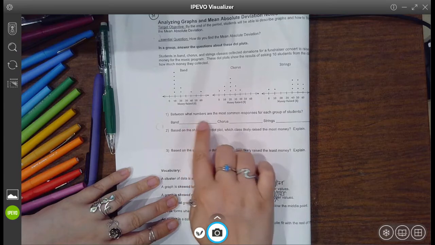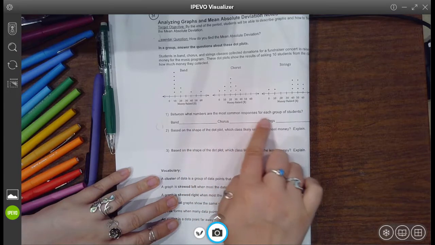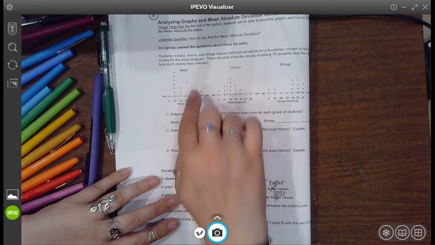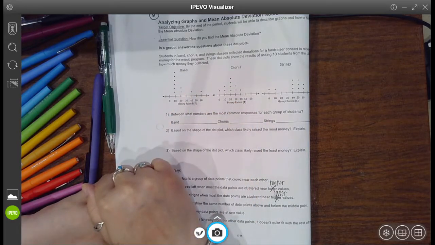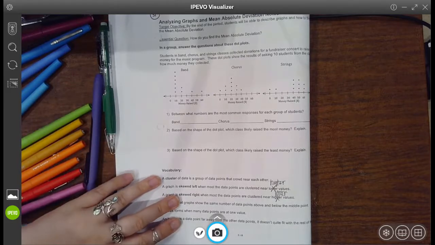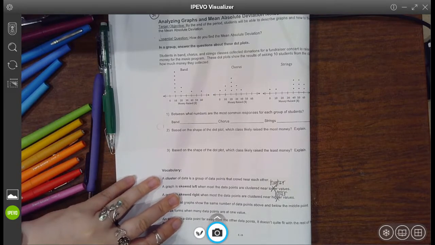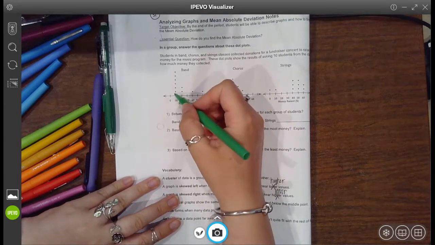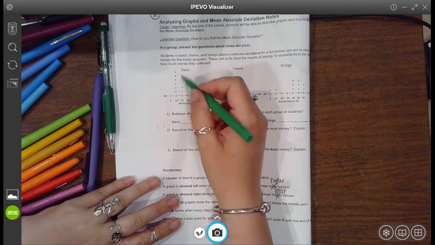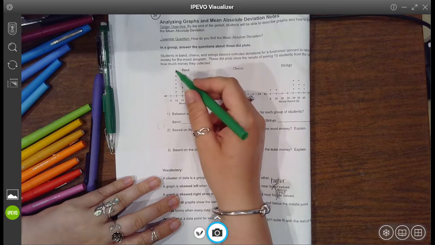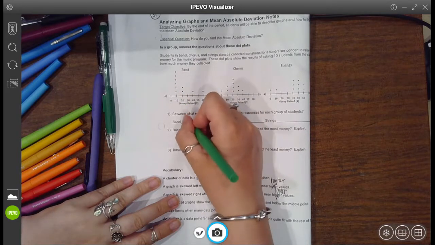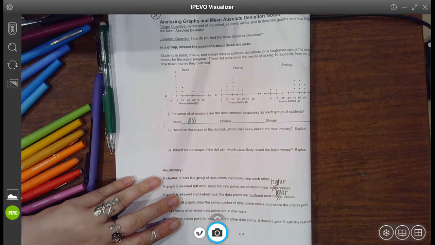So, between what numbers are the most common responses for each group of students for band? Right here. What was the most common amount donated? What do you think? Well, that would be $10, because you could see that there's most of the responses there. There's 1, 2, 3, 4, 5, 6 people who had a response of having raised $10 from band.